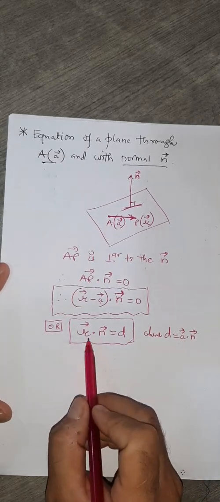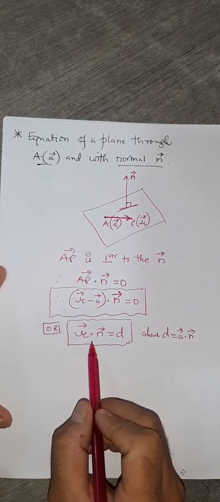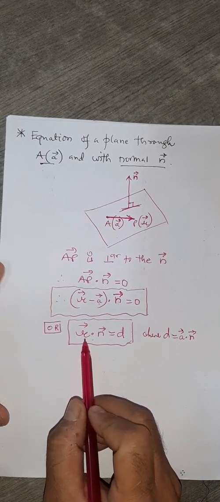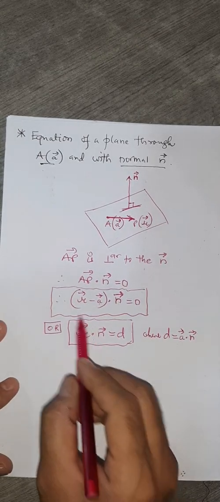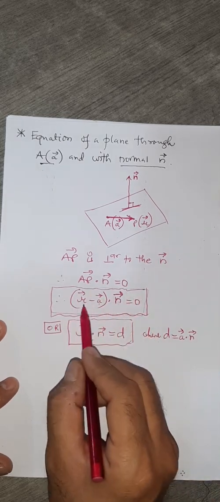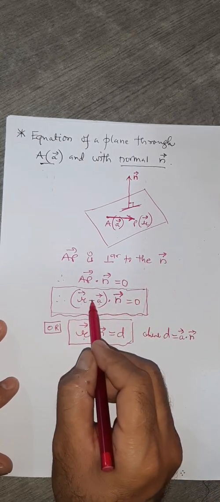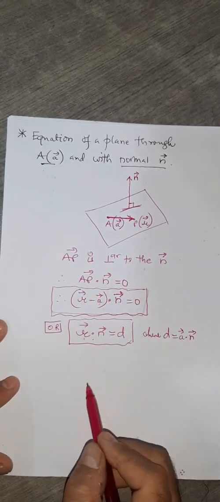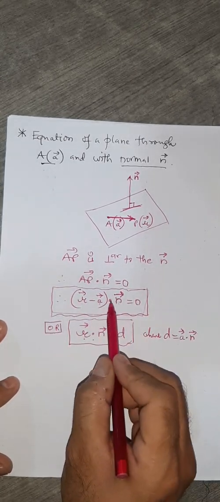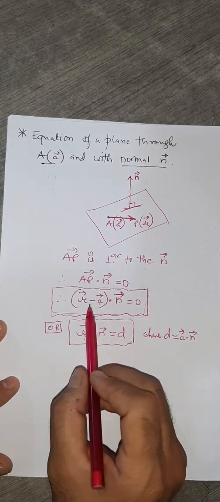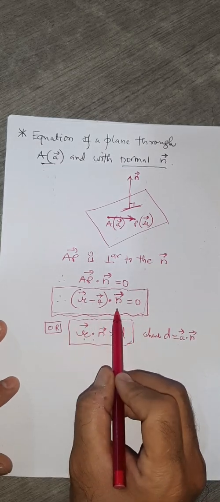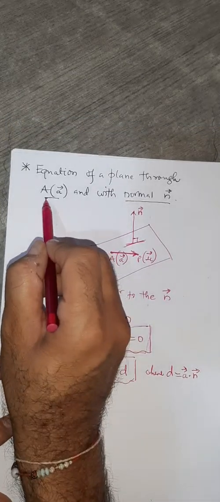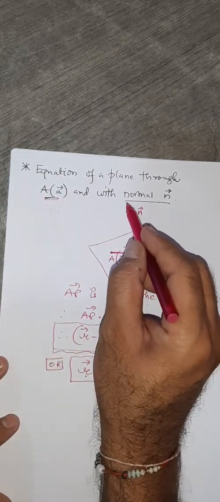Here that fixed point is not known to us. Through which point this plane passes, we cannot determine from this. But from this form you can find that vector r minus vector A dot normal equals 0. Dot product of these two equals 0, remember. This is the equation of the plane that passes through this fixed vector A and having the normal.